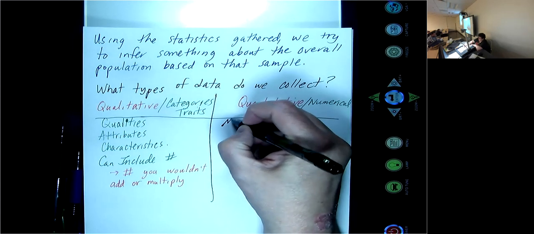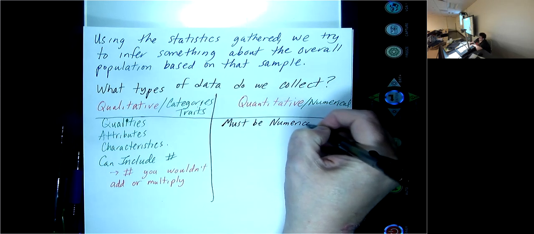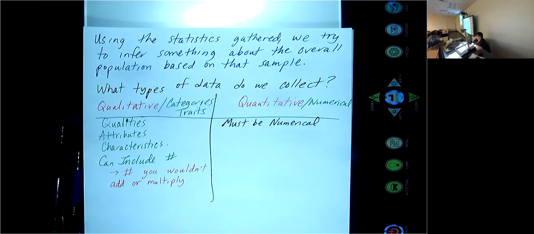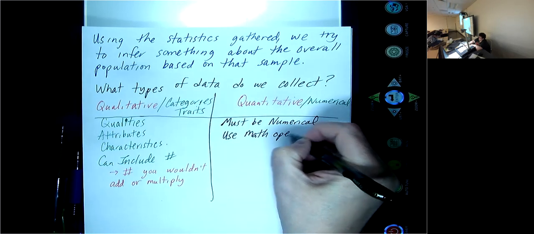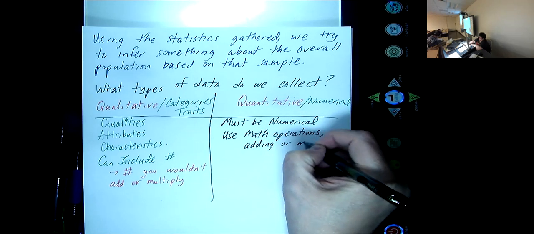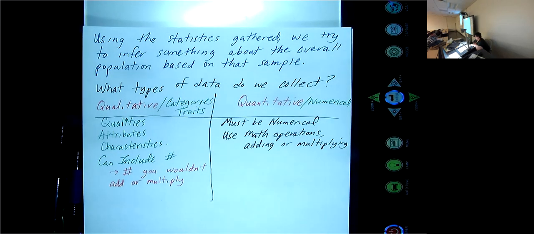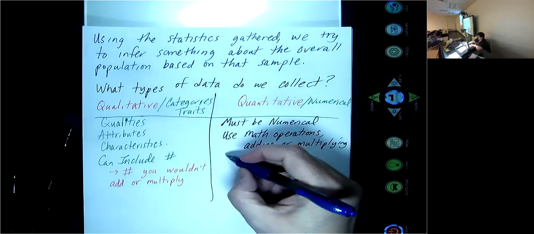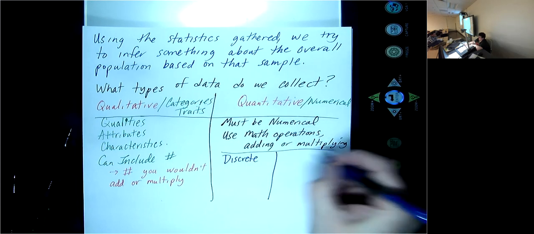Quantitative must be numerical. Not only can it have numbers, it must be numbers. The reason why is because we can use math operations on it, like adding, multiplying, subtracting, dividing. It comes in two subcategories. We have discrete and we have continuous.